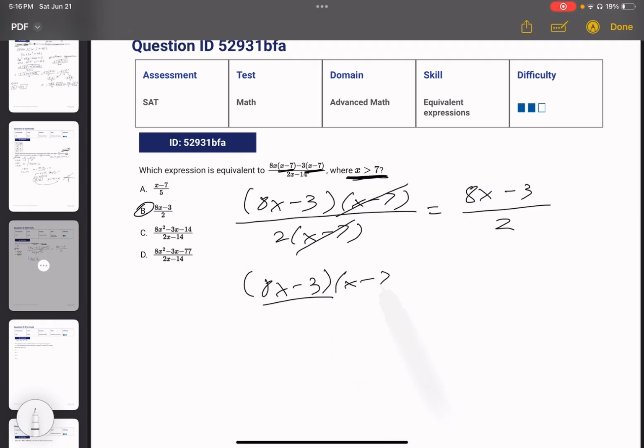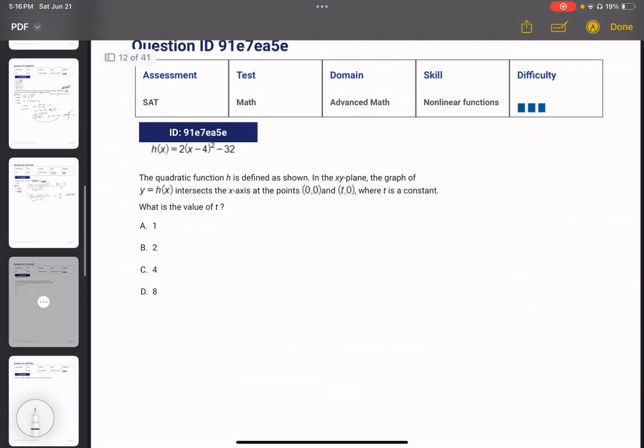Times x minus 7 over 2 times x minus 7. You plug in a 7 for here, that would be 0 on the top. And then you plug in a 7 down here, that would be 0 on the bottom. And this is inherently undefined. So this is just making it mathematically correct or sound.